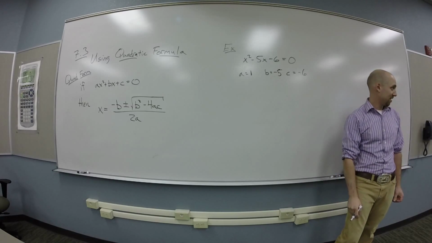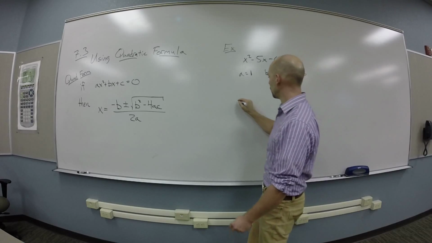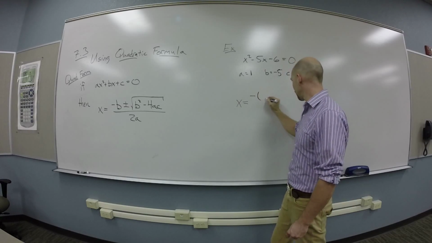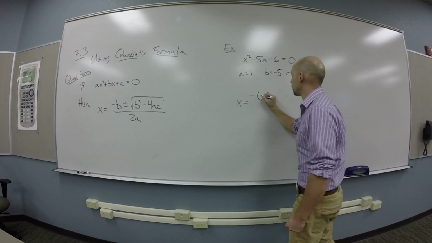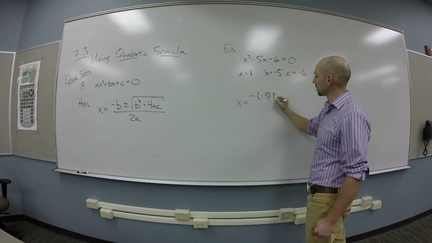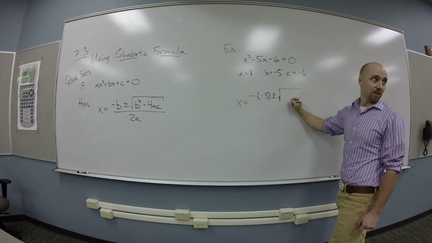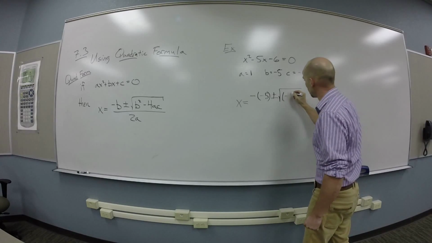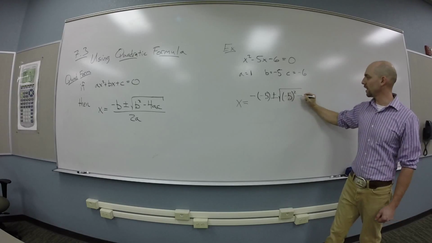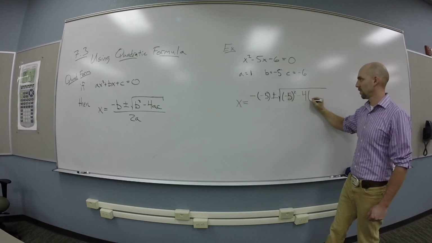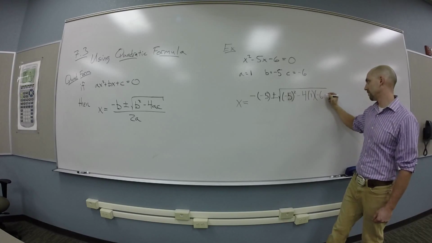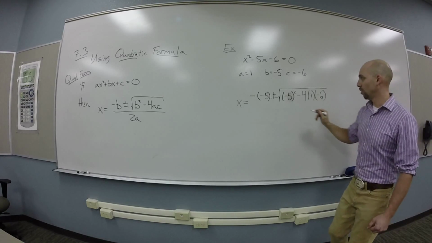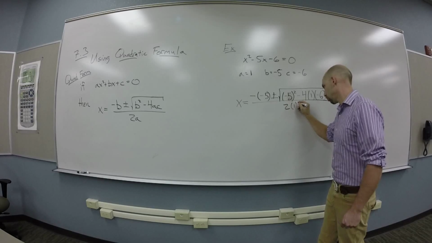Okay, then what? Then you plug it in. Then you just write this formula down. So X is, and I'm supposed to have negative B, so that's negative, what's B? -5. Very nice, -5. Then I'm supposed to have plus or minus the square root. What's B again? -5 squared. Okay, so I get -5 squared minus 4 times 1 times -6, divided by 2 times 1.